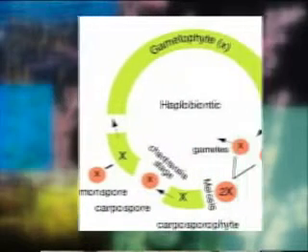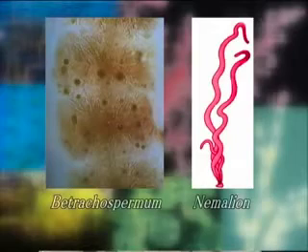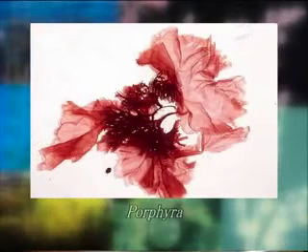In haplobiontic life cycle, the haploid phase occurs twice in the life cycle, which alternates with a single diploid zygotic phase. The haploid phase is represented by the gametophyte proper and the carposporophyte. This type of life cycle is found in many members of red algae such as Batrachospermum and Nemalion. It is also found in Porphyra and other members of Bangioideae.